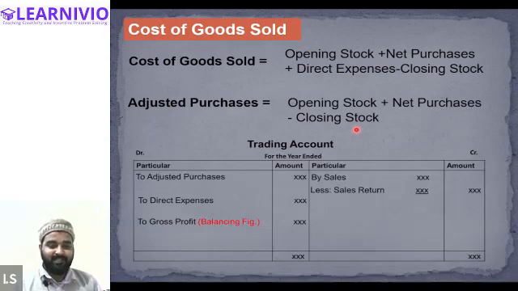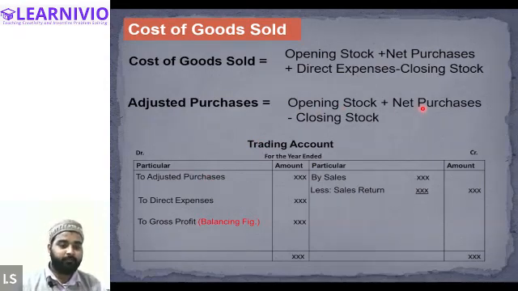If adjusted purchase is given in the question, that means only adjusted purchases will be written in the trading account on the debit side. We are now not required to write down the value of the opening stock, neither the net purchases nor closing stock. If adjusted purchases are given in the question, that means all the values have been already adjusted by the name of adjusted purchase, and only adjusted purchase will now be written in the trading account. No need to mention the opening, closing, and net purchase. Got it? Is this clear also?